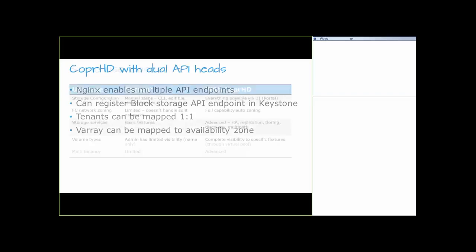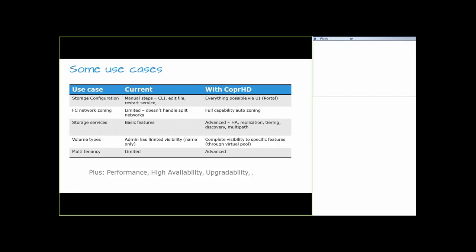Okay. So I made a list of some use cases, like what are the issues with the current way we do configuration. There are a lot of manual steps and network zoning, and admin has limited visibility. So what we will do is we'll give complete visibility to features via virtual pool.